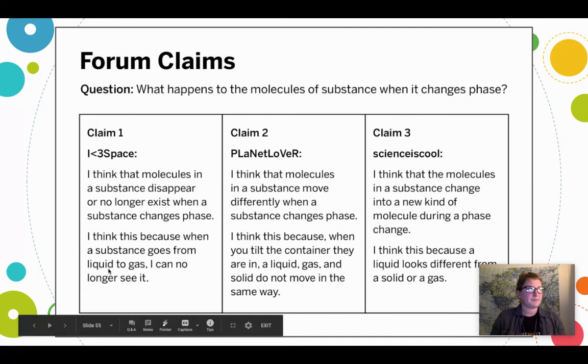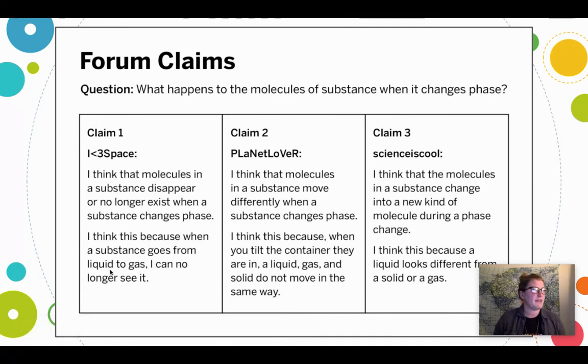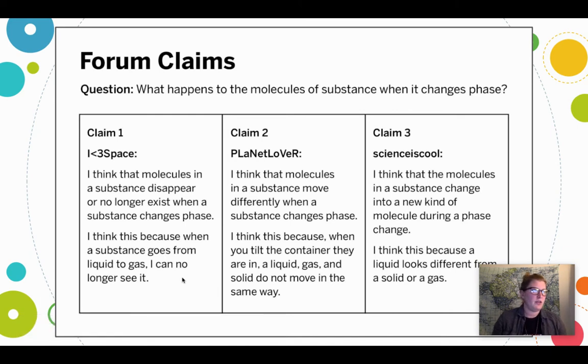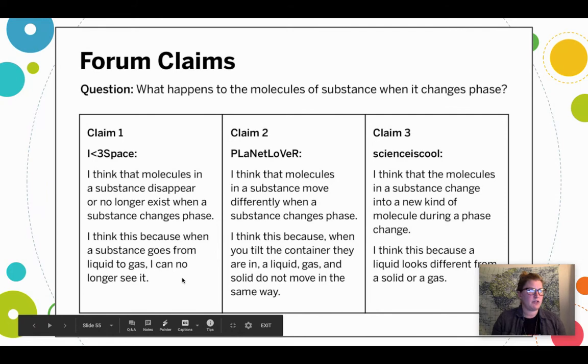Claim 1, from I Love Space, says, I think that molecules in a substance disappear or no longer exist when a substance changes phase. I think this because when a substance goes from liquid to gas, I can no longer see it. Claim 2 is presented by someone called Planet Lover. They said, I think that molecules in a substance move differently when a substance changes phase. I think this because when you tilt the container, a liquid, a gas, and a solid do not move in the same way.